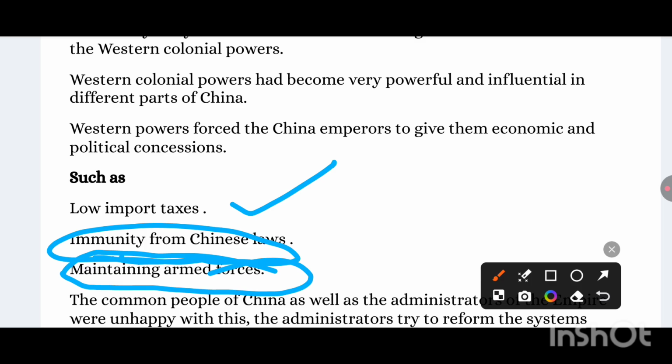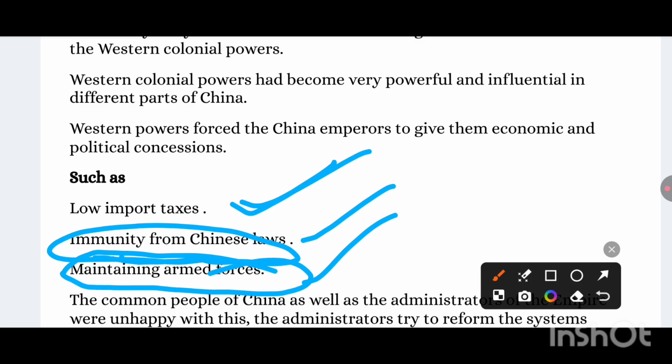So these concessions, economic concessions and political concessions, are what European powers want. They want low import tax. They want immunity from Chinese laws. They will also maintain armed forces in China.